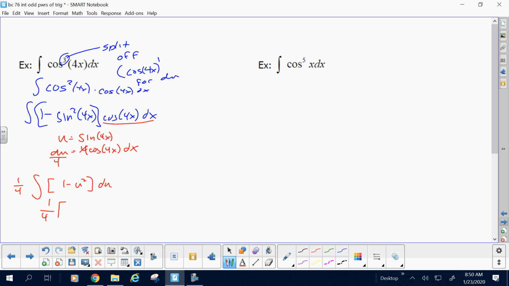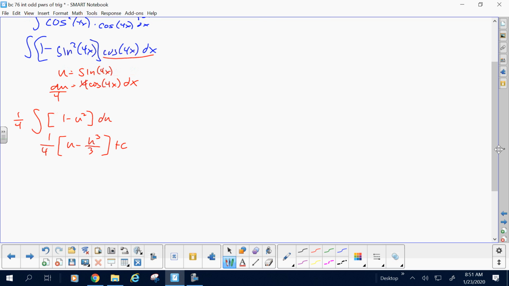Anti-differentiating. What's the antiderivative of 1 minus u squared? u minus 1/3 u cubed plus c, and finally sub back: 1/4 of sine of 4x minus 1/3 sine cubed of 4x. Are we cool? Okay, is this going okay?